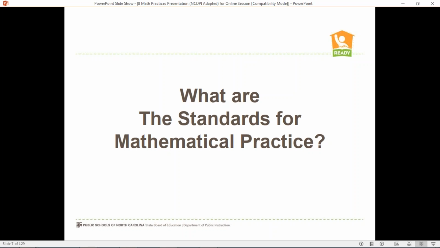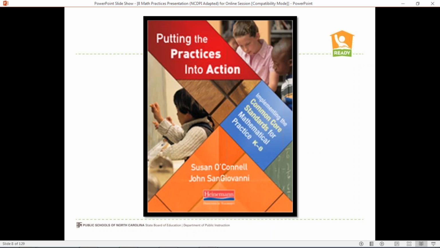So when you think about that, this is really our guiding question for today. What are the standards and what do they mean for us? And so Susan O'Connell and John Sangiovanni wrote this book several years ago, certainly just as applicable today as it was when it was initially published. And really, this professional development is built around this text. So many of our schools have this book in their professional library. You can certainly pick it up very inexpensively used, and relatively inexpensively if you want a new copy.